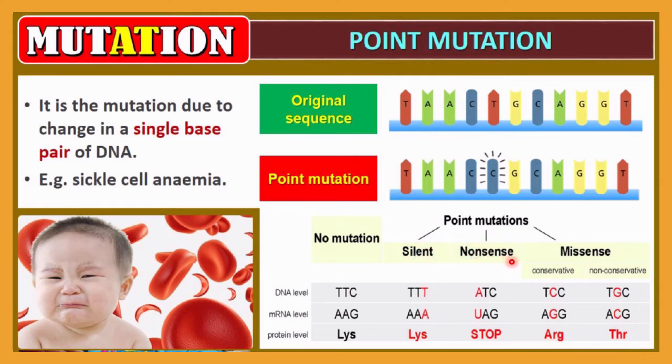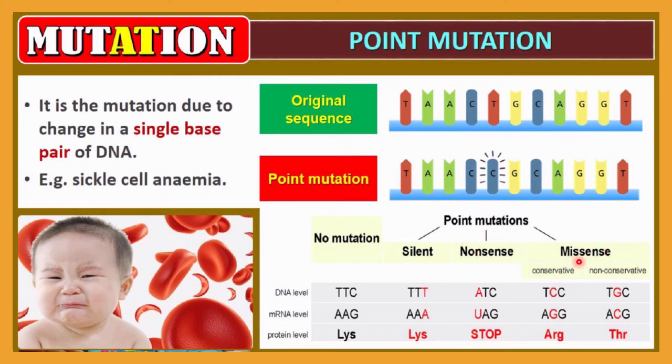And here is the nonsense point mutation. Here the DNA level changes, as a result the mRNA changes, and this codon is responsible for the stop of protein synthesis. This UAG is a stop codon. We will learn in detail in chapter number 6, but today you just remember this is the stop codon. As a result, it was actually AAG, but it is altered and becomes a stop codon. The protein synthesis will be stopped, and such a thing is called a nonsense type of point mutation.